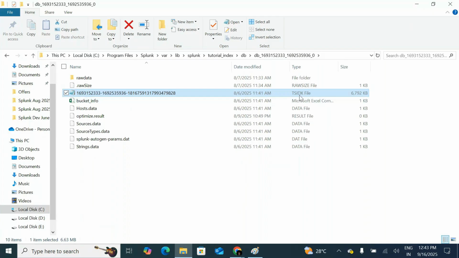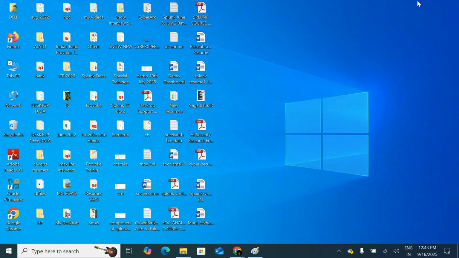Who is creating TS-IDX files? Splunk. Yes, metadata is created by Splunk. Is it possible to create it by you? Yes, you can create it also. How to create it, everything I will show you later. You can also create your own metadata. No problem.